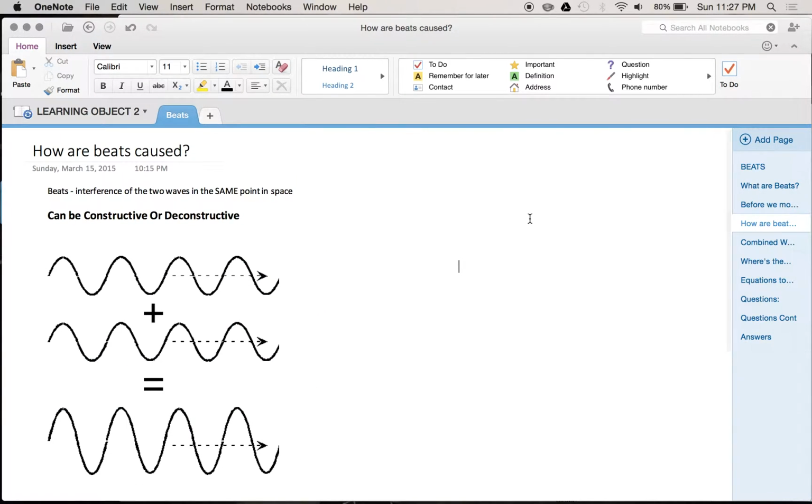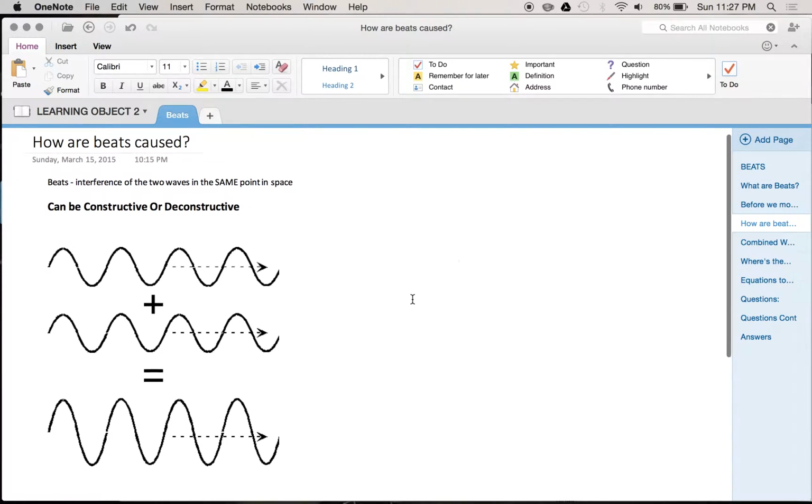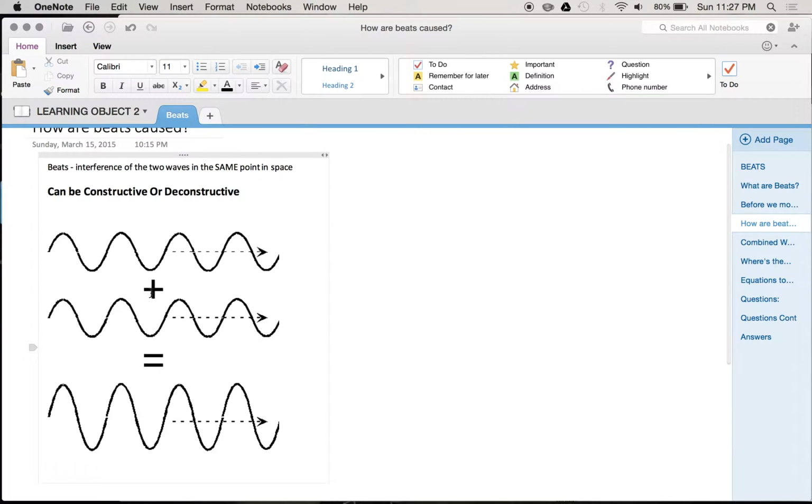So how are beats caused? Well, beats are actually the interference of two waves at the same point in space. Same point. So we got this point and that point makes this bigger point here, and this point and that point makes that point here. So you can see, I'm going to quiz you. What is this? Is it constructive or destructive? Give you a second, pause the video, go back to my other slide, and you get to probably think that through.